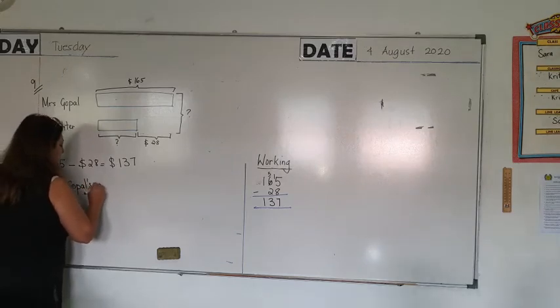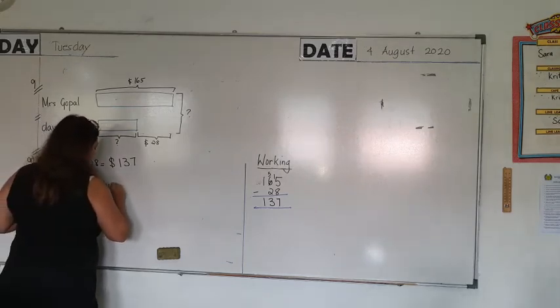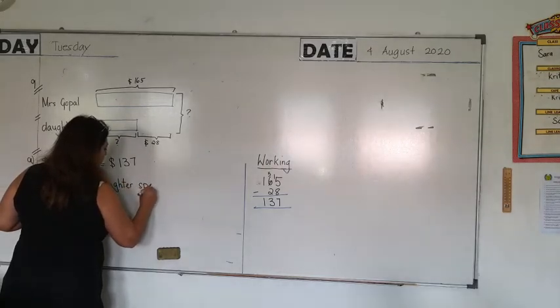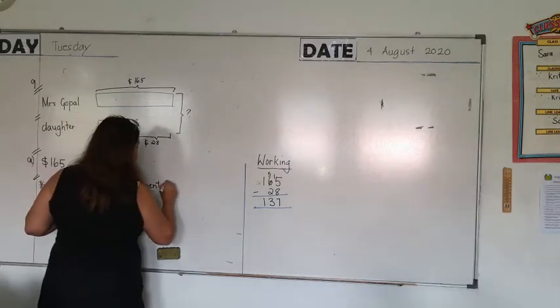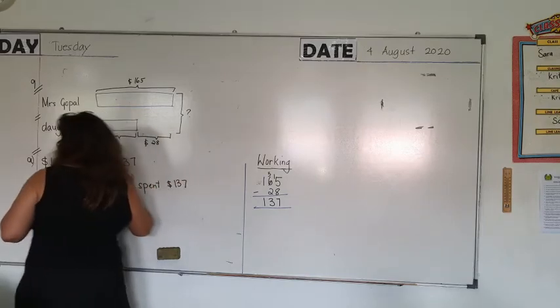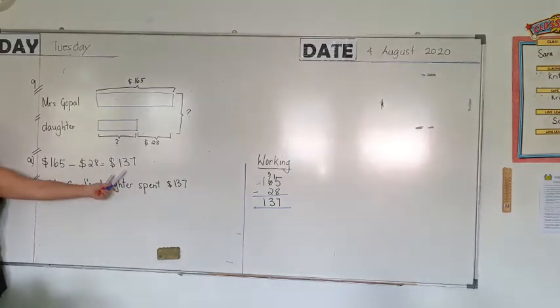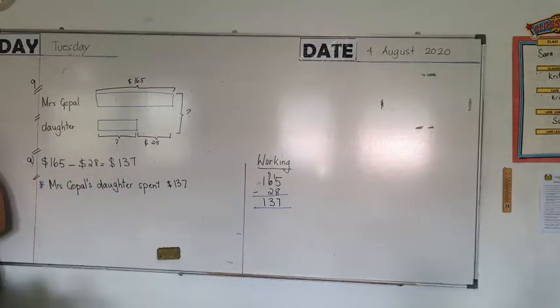Mrs. Gopal's daughter spent. If you don't have space for the answer over here, you can squeeze. Okay, on the top here. When you're writing the answer, you can squeeze it. Because you may not have space. You're writing one number in one box, right? You may not have space. Where's the dollar sign? It's okay.